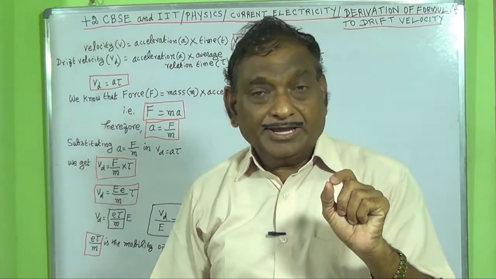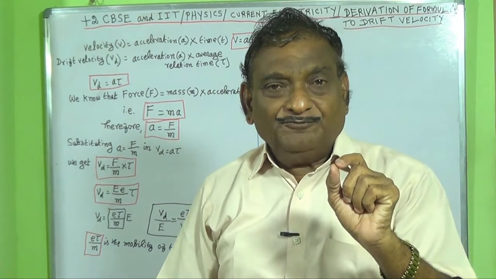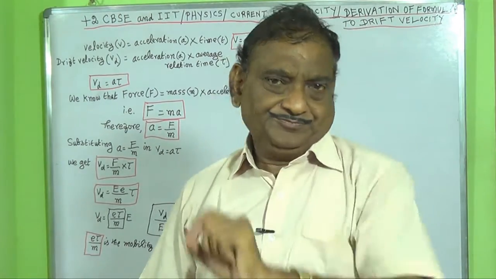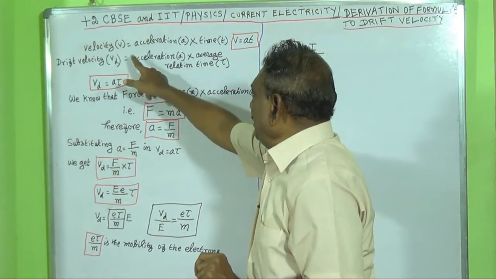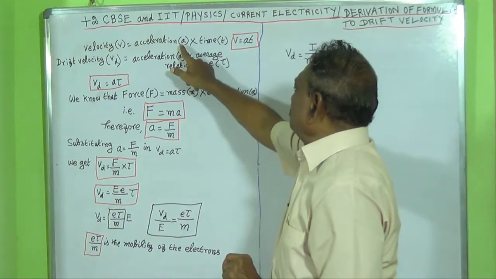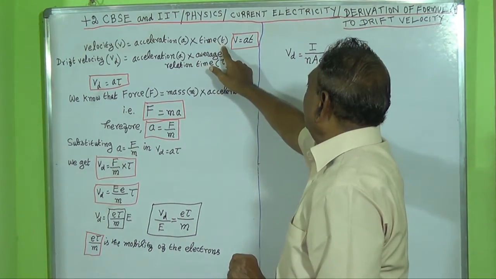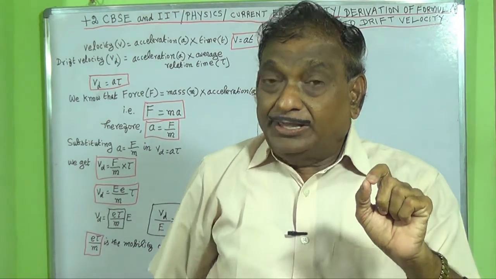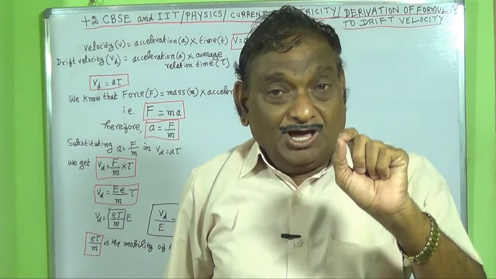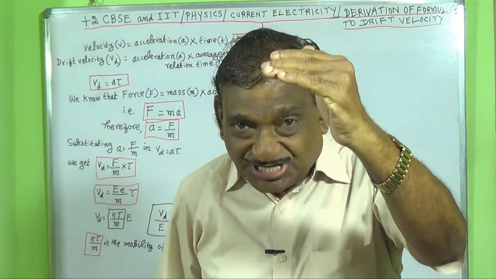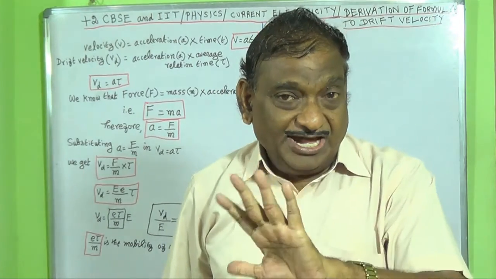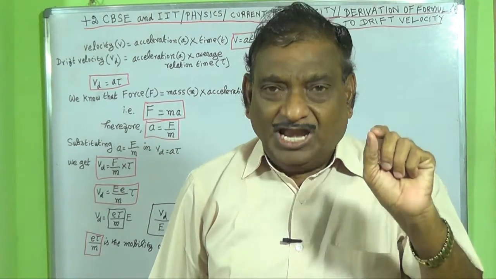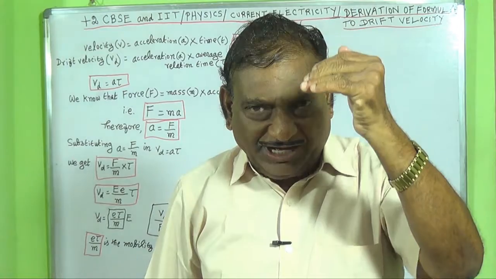We know that the formula for velocity is acceleration into time. That is, velocity v equal to acceleration a into time t, v equal to at. We also know that velocity equals distance by time, but here we are not selecting that formula, velocity equal to distance by time.